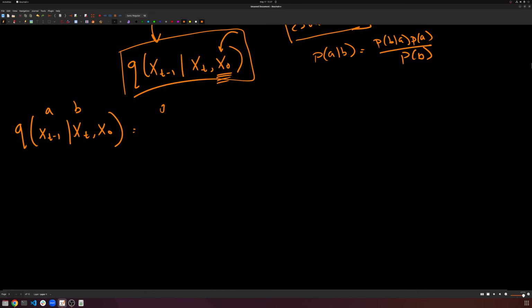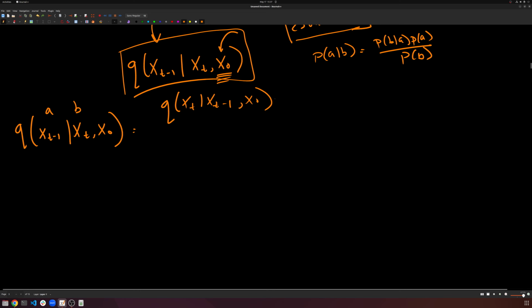So it's going to be Q. The first one's going to be B given A, so it's going to be Q of XT given XT minus 1, and X0 is kind of just hanging around there, so we're going to leave it alone. It's in the conditional. Times the probability of A, that's the XT minus 1, and the X0 has to stay there, so it's going to be Q of XT minus 1 given X0.